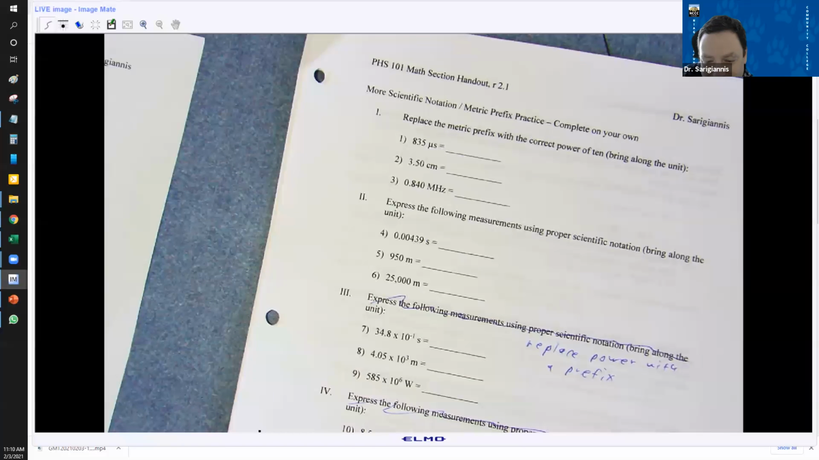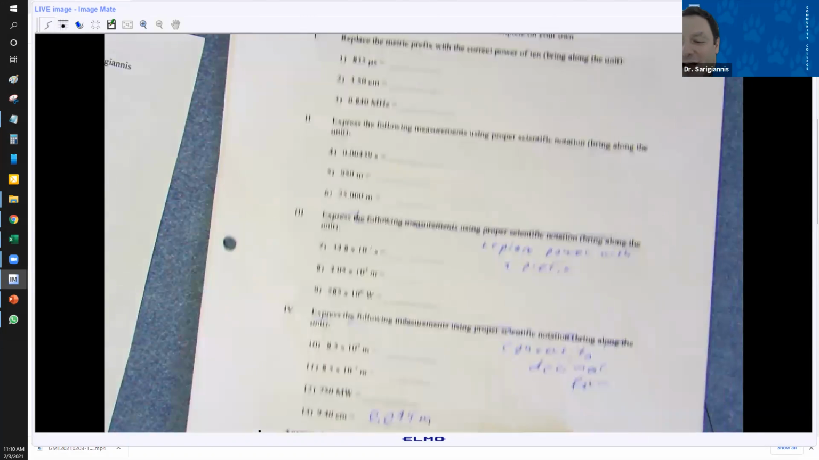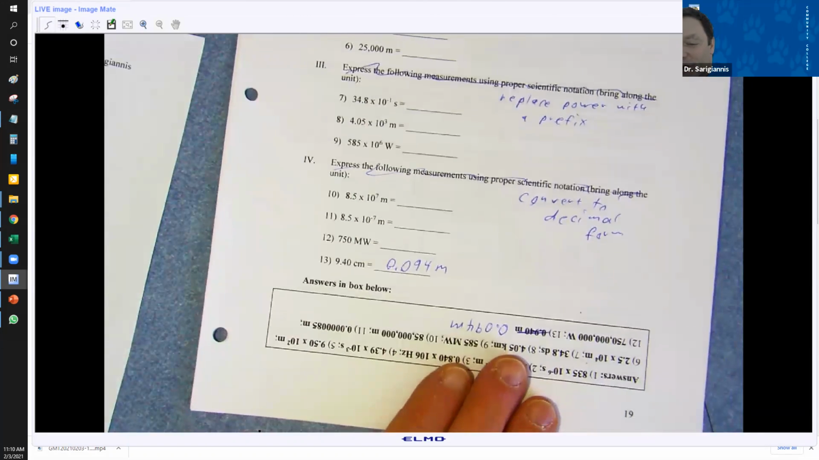Yeah, I normally like to start after the, okay. So just real quick, we're on page 19 of the math packet. This was stuff to do on your own.